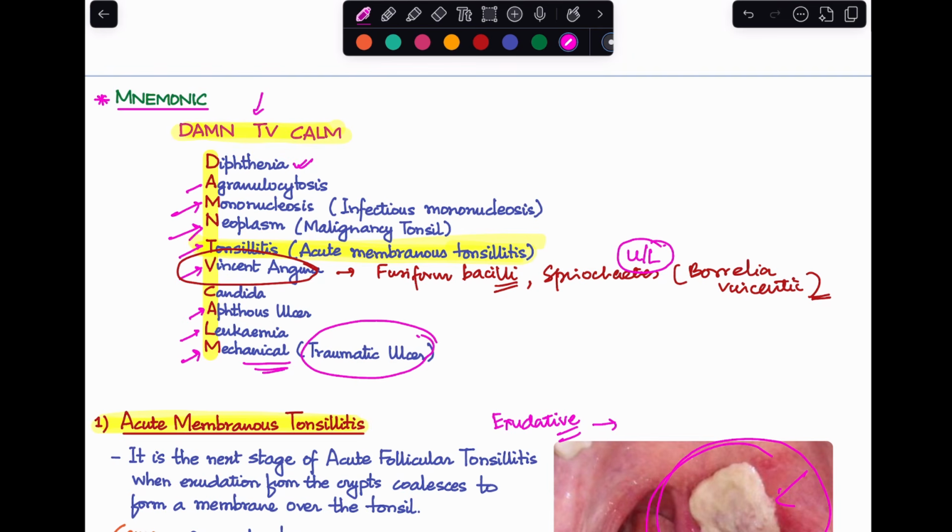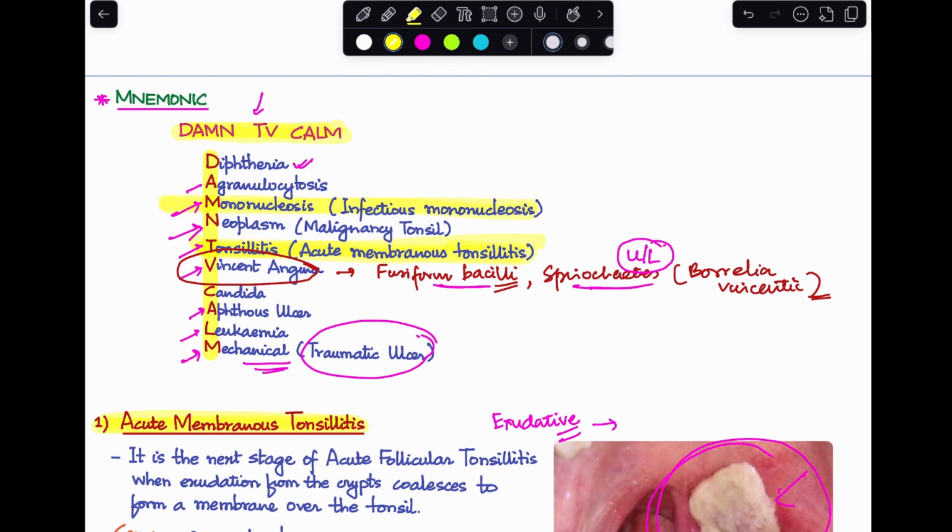And when you do a throat swab, it will expose fusiform bacilli and spirochetes. So that's about Vincent's angina, which is a third differential diagnosis. Moving on to the next one, we have our infectious mononucleosis.